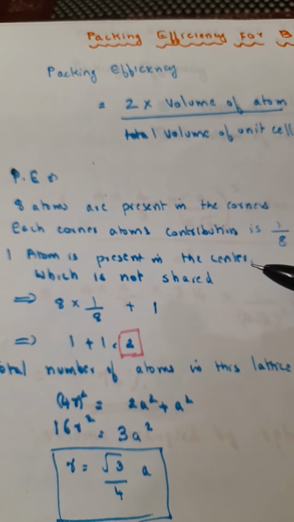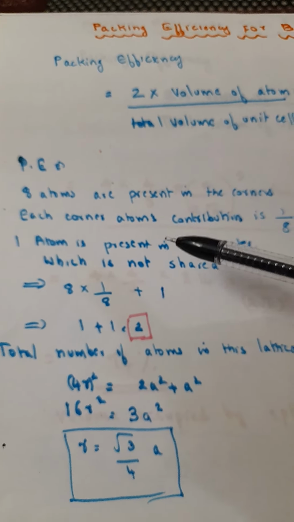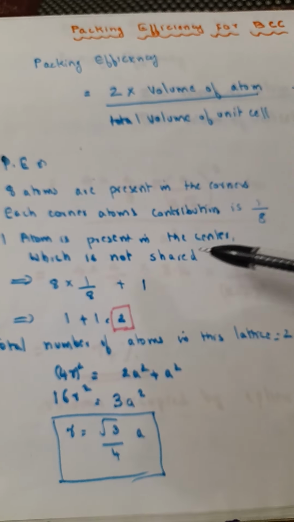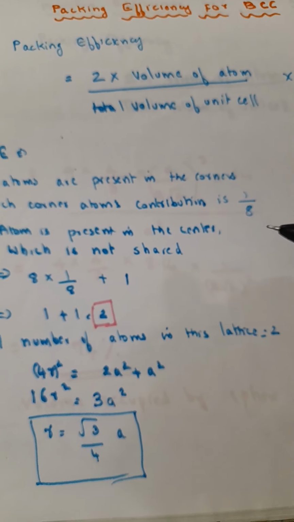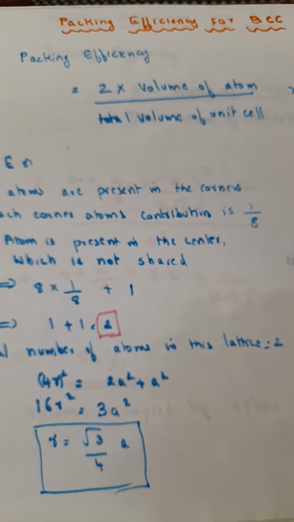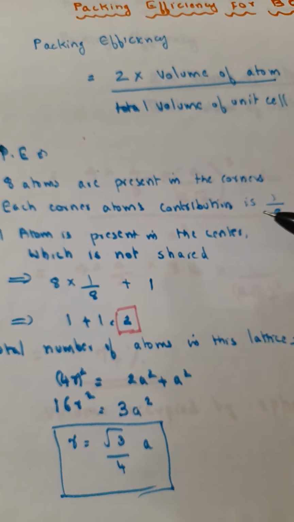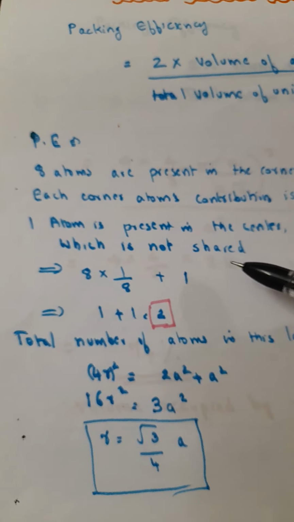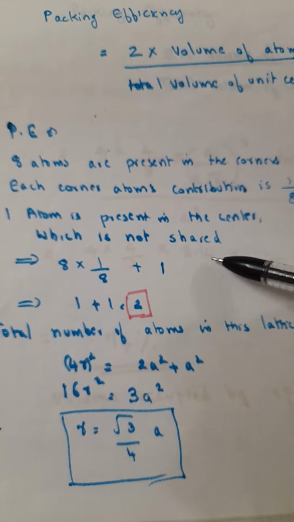Now, for BCC, we are going to find out the packing efficiency. 8 atoms are present in the corners. Each corner atom's contribution, we have learned about this already. Those who haven't watched can go back to the previous videos and watch this. So, each corner atom's contribution is 1 by 8. Now, one atom is present in the center which is not shared.